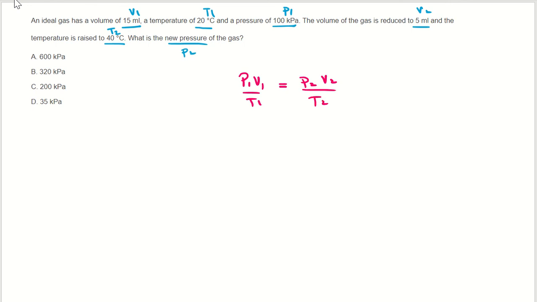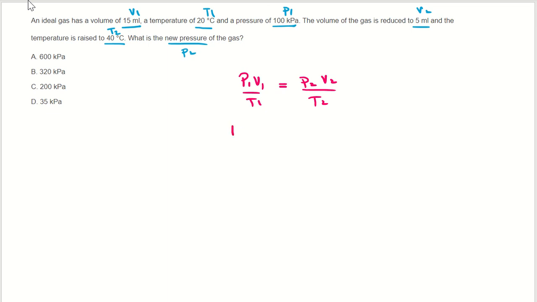Now I would like to say something here. No need to convert from kilopascal to Pascal, because usually the conversion is times 10 to the power of 3, so it's going to cancel out from both sides. Moreover, no need to convert from milliliter to meter cubed, because the conversion is going to cancel out in any case because it's a multiplication. But for the temperature, you need to convert to Kelvin because you're adding 273 each time.